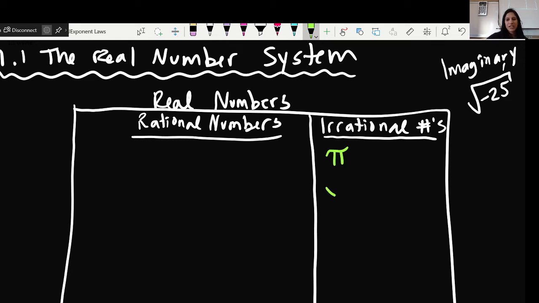Another example of an irrational number would be something like the square root of 3. If you were to take square root of 3, punch that into your calculator, you would find it would spit out a decimal answer where the numbers keep going, it doesn't get cut off, and it doesn't repeat.